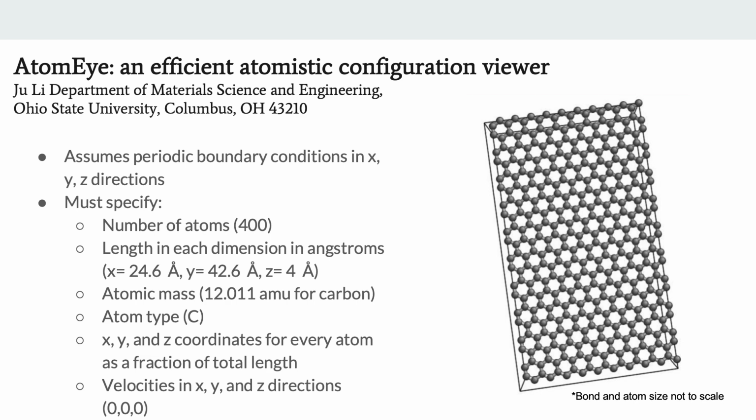The XYZ coordinates for every atom as a fraction of total length, so it's not a length across the sheet in angstroms, but a fraction of the dimension. And the velocities in each direction, and I didn't want anything to be moving, so in this case it was just 0 for X, Y, and Z.